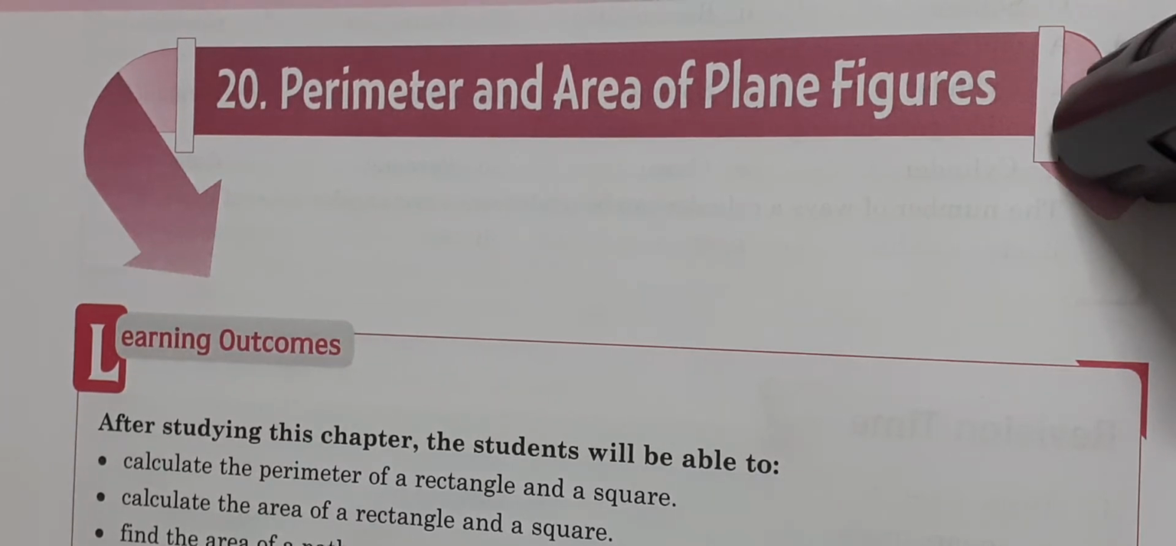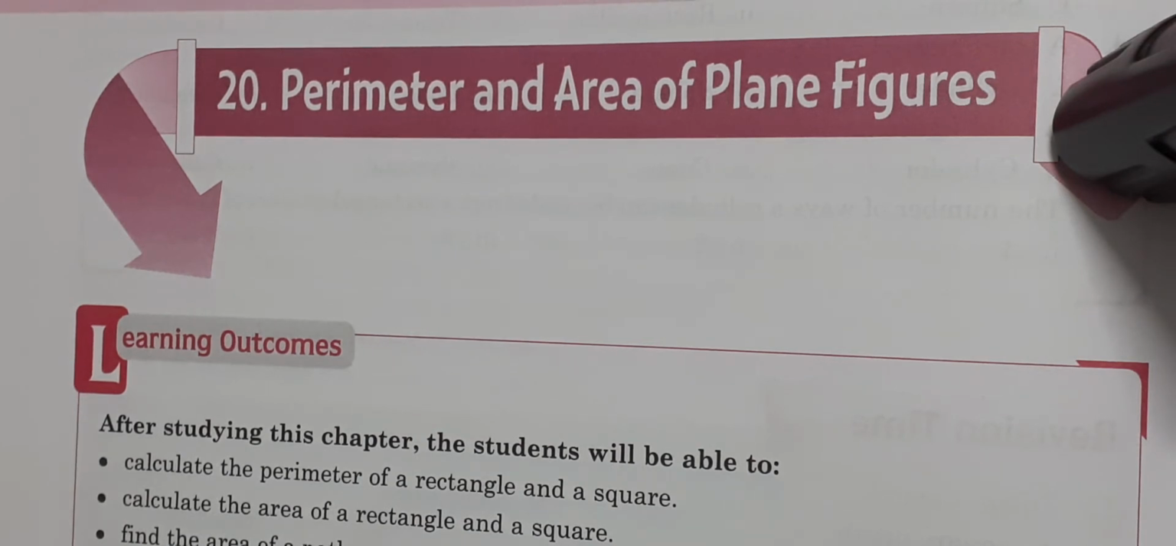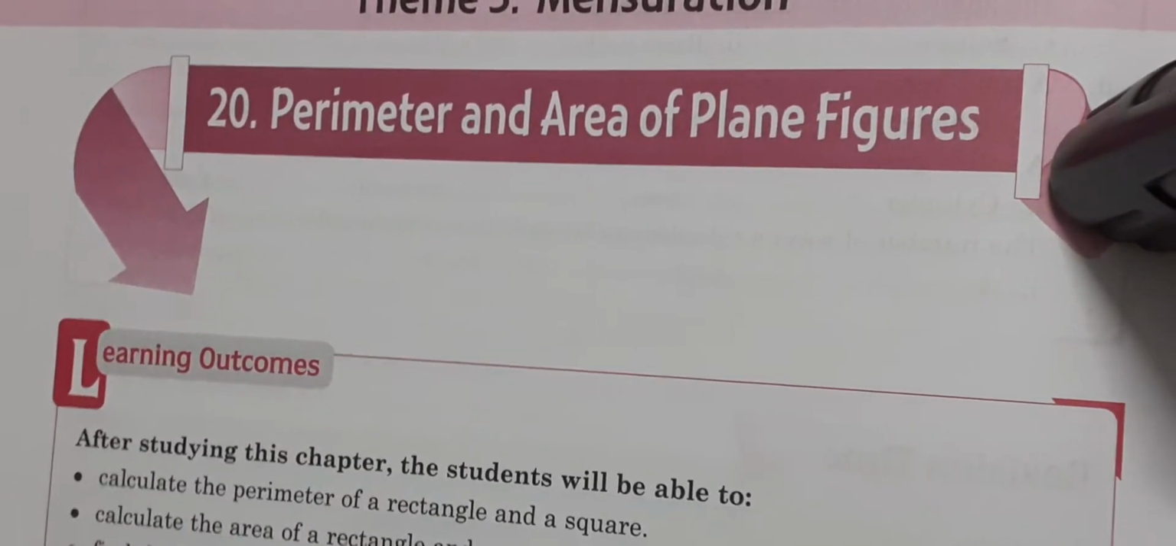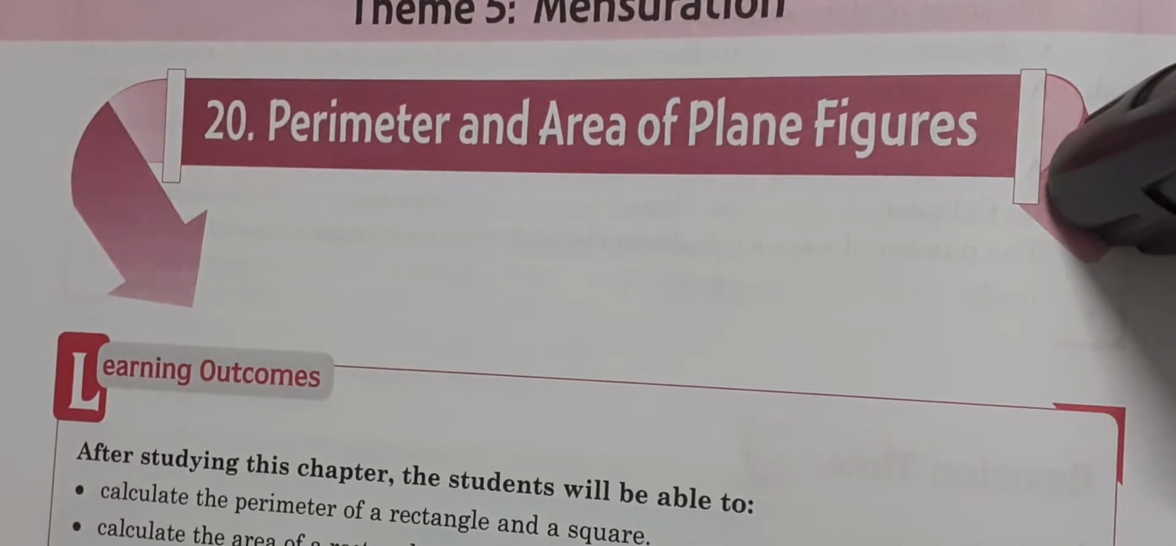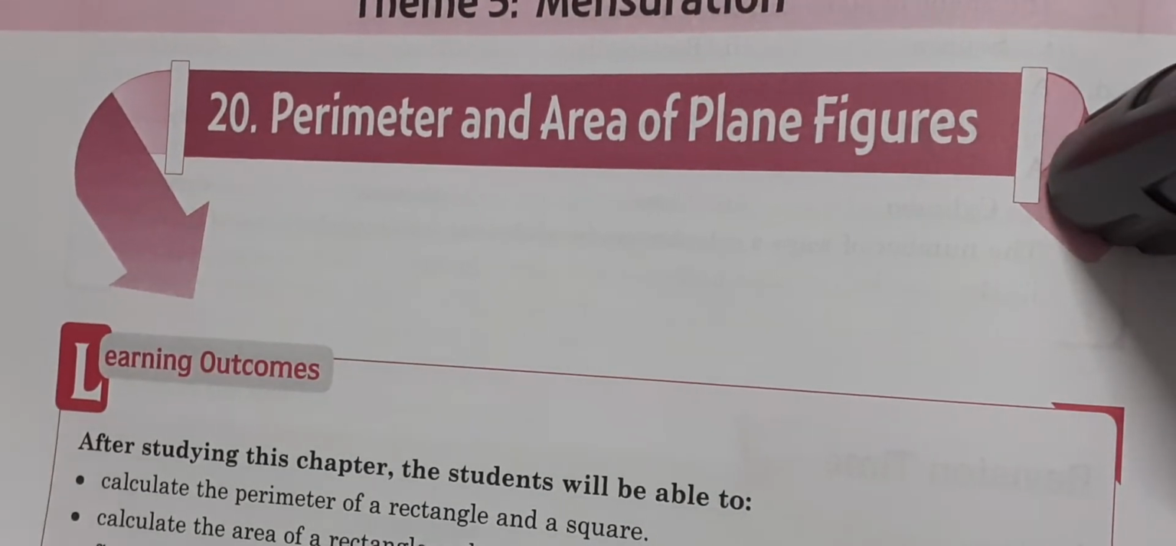Today we will move to chapter 20, perimeter and area of plane figures. Usually you already learned this in which class? 6th standard, isn't it? So just revise, just recall what is the perimeter. Perimeter is a measure of the boundary of a plane figure. The measurement of the boundary of the plane figure is known as perimeter.